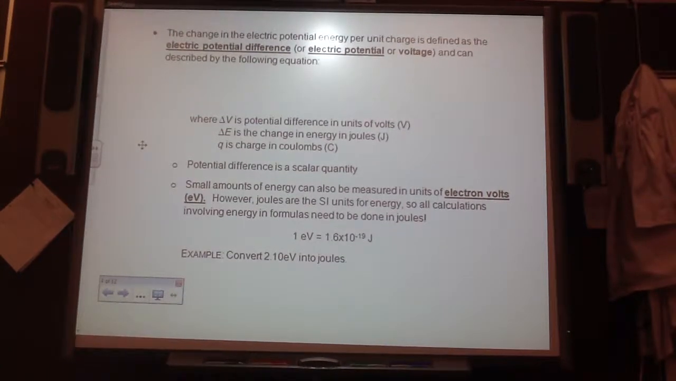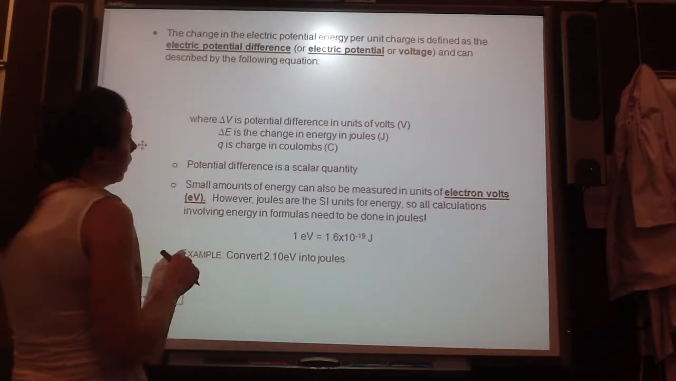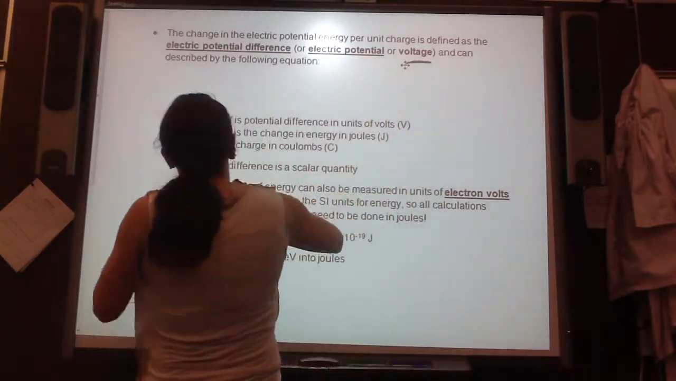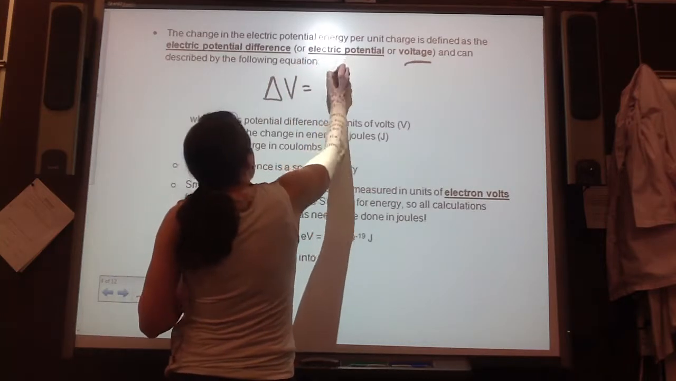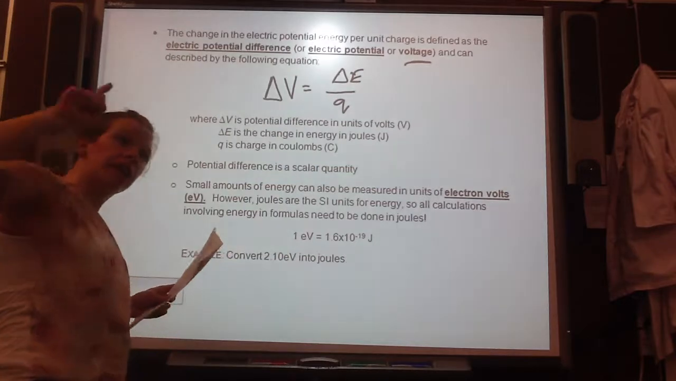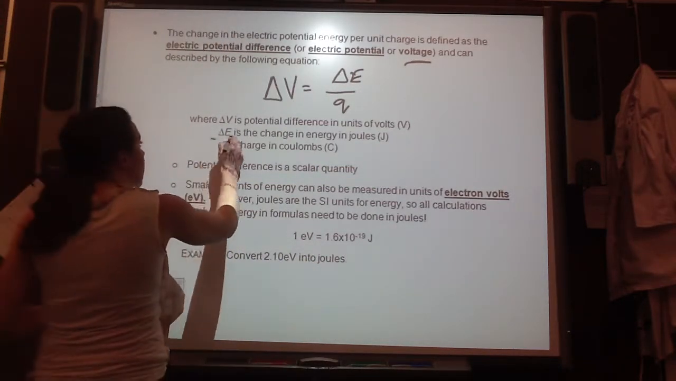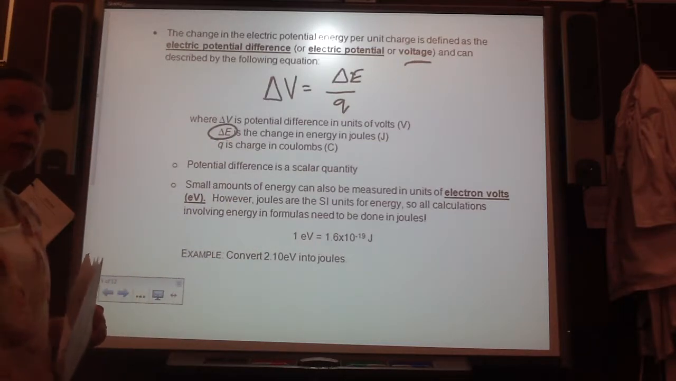The change in electrical potential energy per unit charge is defined as electrical potential difference, or electrical potential, or voltage, and can be described by this. Delta V is equal to delta E over Q. Now this is very, very important that you notice that this is delta E with no arrow over top of it. So what does it represent?